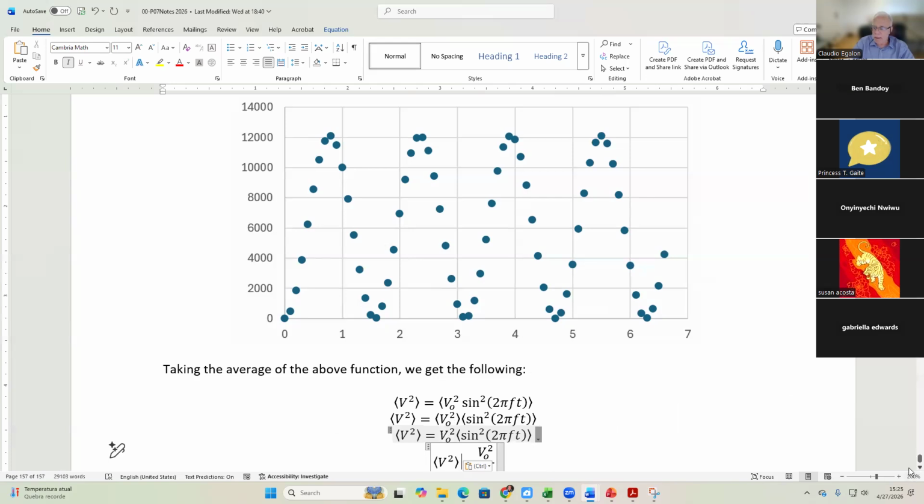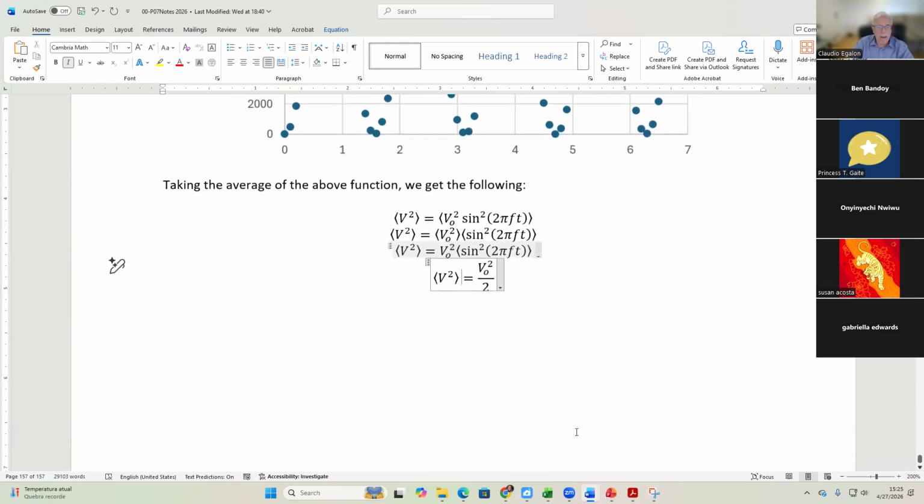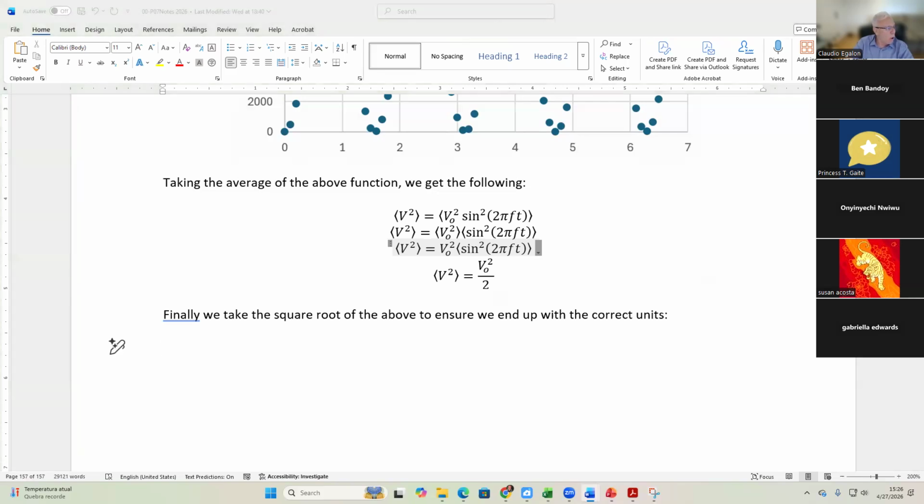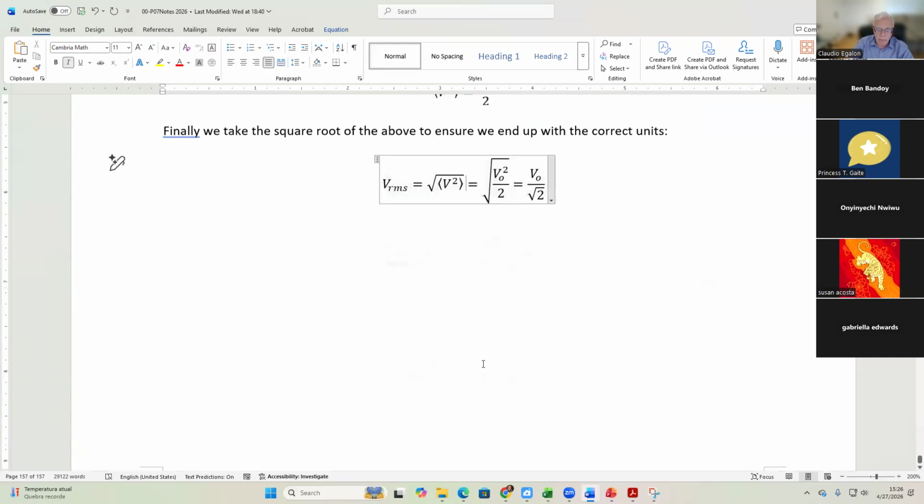Half of the peak value. And now we are left with taking the square root of the average of the square. Finally, we take the square root of the above to ensure we end up with the right units, the correct units. Okay. So here we go. And then we call this new average the root mean square value, RMS, root mean square value.